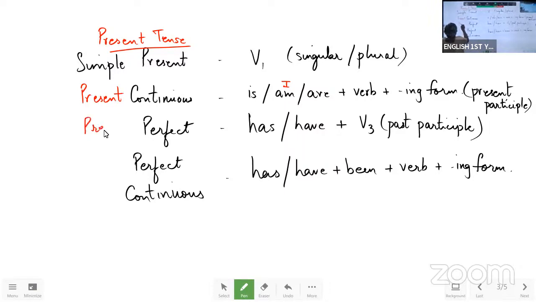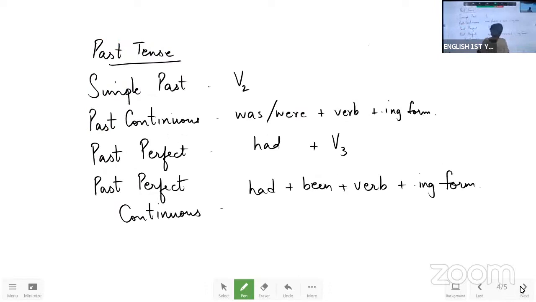Present perfect. Perfect always has the V3. Present perfect has singular, have plural plus V3, otherwise known as past participle. Present perfect continuous has, have plus been plus verb plus ing form. Has is singular, have is plural.